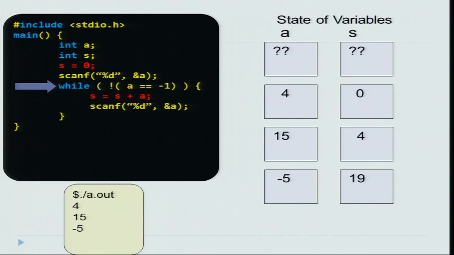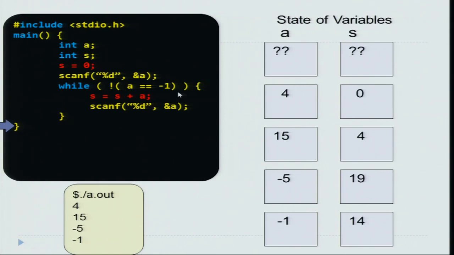Okay. -5 is not -1, therefore, you enter the loop again, s equals s plus -5. So, s becomes 14. Then you read the next number and let us say the next number was -1. Since the number read is -1, you go back to the loop and this condition becomes false. So, you exit out of the loop, and then print that the sum is, let us say, 14.